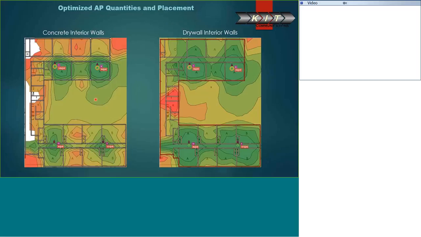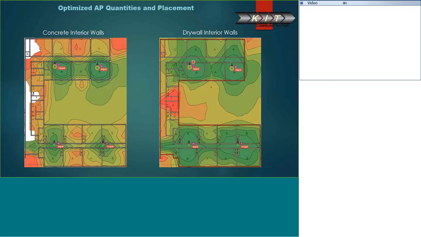So if we look, we have the scenario where we have concrete walls and drywall interior walls. So with predictive planning, we're putting these scenarios together. We're looking and we're seeing that these two access points in a concrete wall scenario, they're going to start dying off very close to the center of the AP. We might cover one room each with a little coverage in the middle, but after that, we really need to start coming up with a different plan.